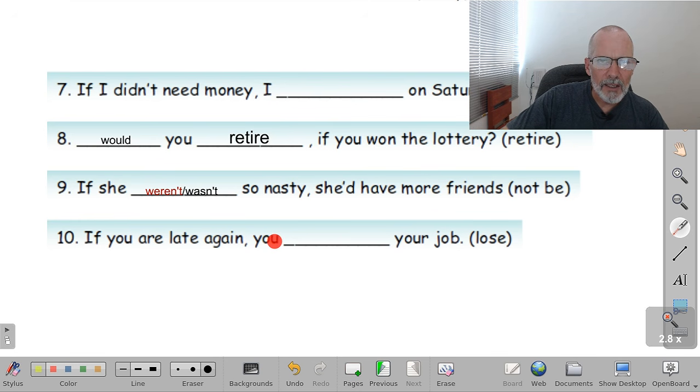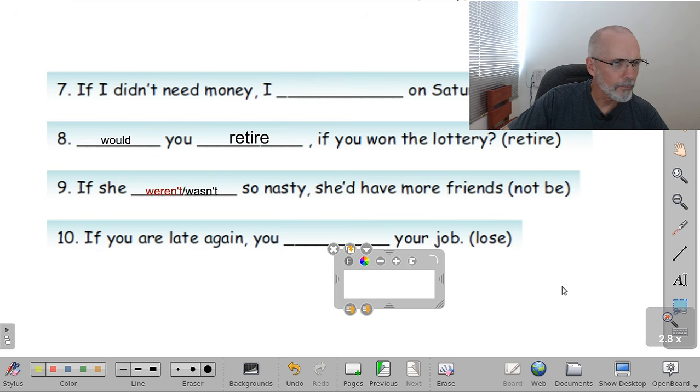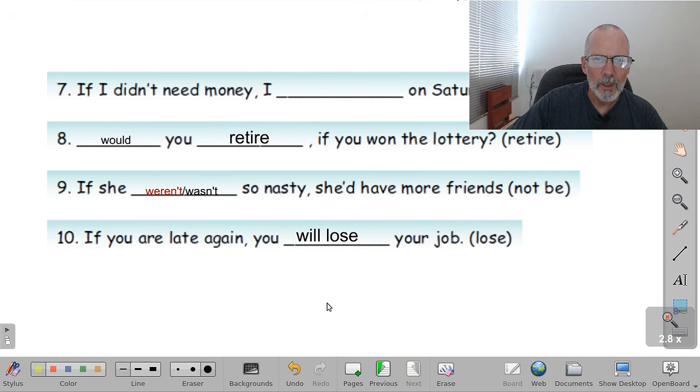And finally, number 10. If you are late again, you are lose, no. Would lose, no. This is in the present, this side. Will lose, Melissa. Very good, Melissa. Will lose. You will lose your job.